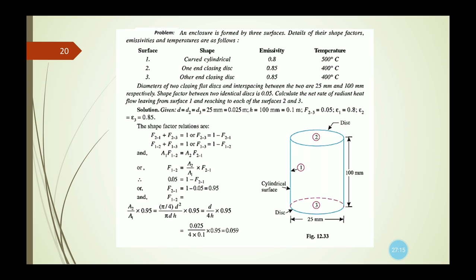Again, F12 plus F13 equals 1, so that means F13 equals 1 minus F12. Again the reciprocity relation is A1 F12 equals A2 F21. And from this equation we get F21 equals 0.95. Now if F21 equals 0.95, then F12 will be equal to 0.059, putting in the formula of the reciprocity relation.